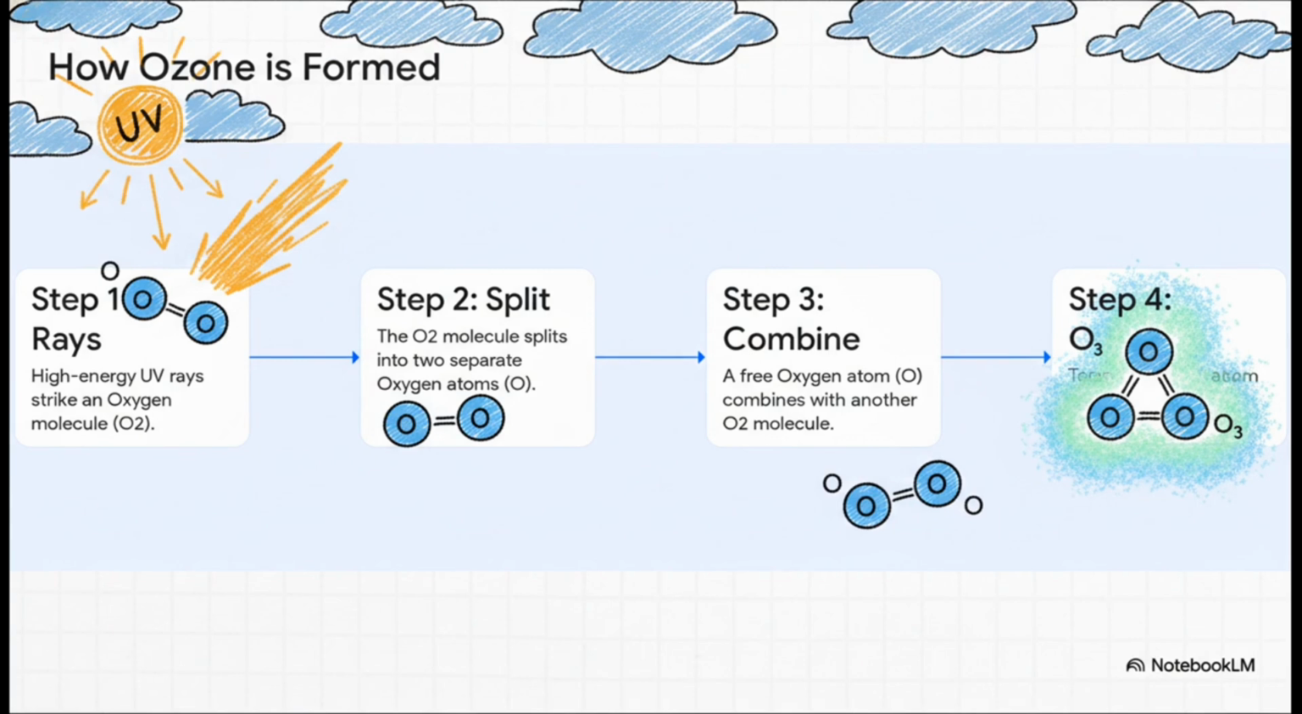High up in the sky, there's a happy oxygen molecule, O2, just two oxygen atoms together. Along comes a super powerful UV ray from the sun and bam, it splits them apart. Now you have two single lonely oxygen atoms. One of these lonely O atoms sees another O2 molecule floating by and it decides to join the party. So O plus O2, what do you get? You get O3. And that, my friends, is our hero, ozone.